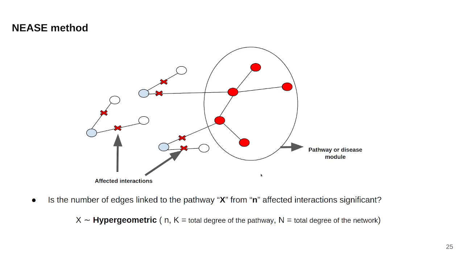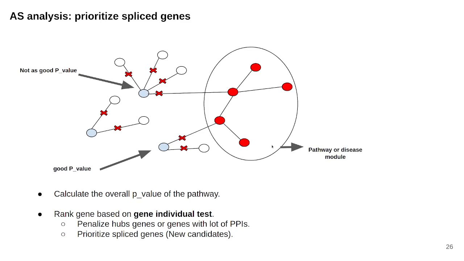So here we propose a hypergeometric test, and the significance of these interactions is of course dependent on the number of interactions that are connected to the pathway, but also on the degree of the pathway itself. And that gives you a general p-value. So basically it tells you if this number, so here 2, is significant relative to the overall degree of the pathway.